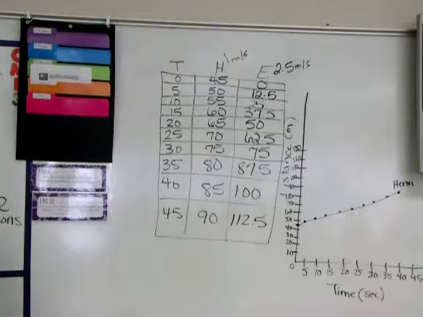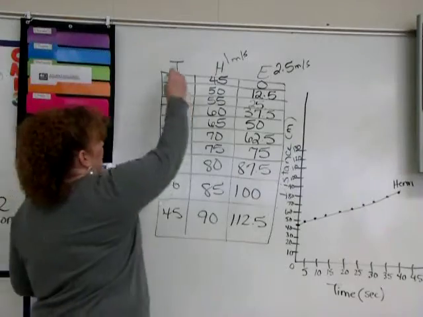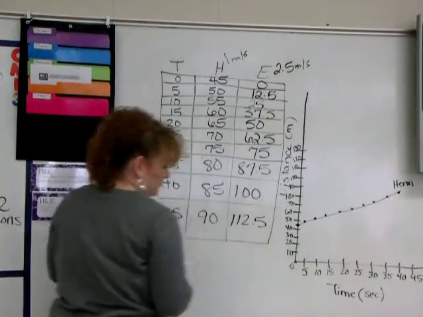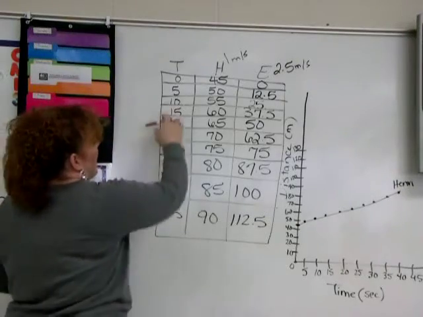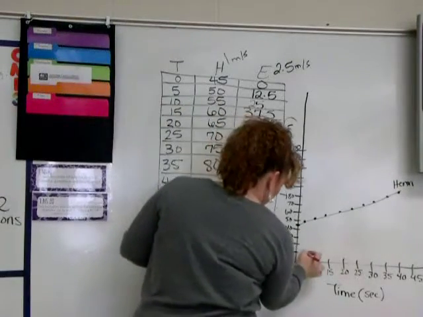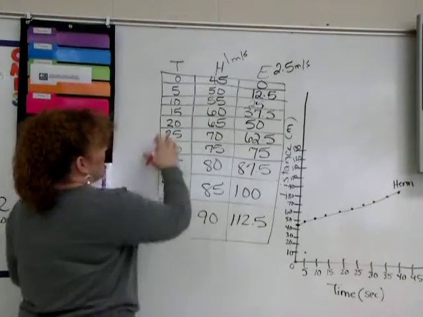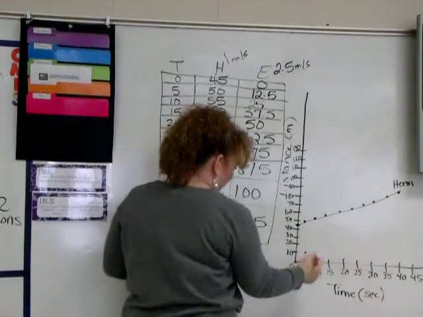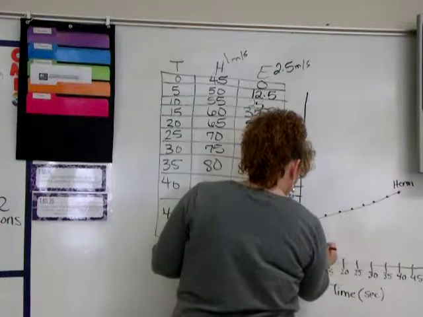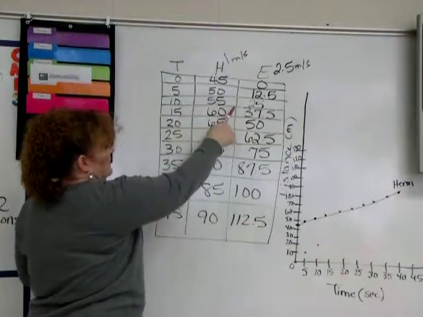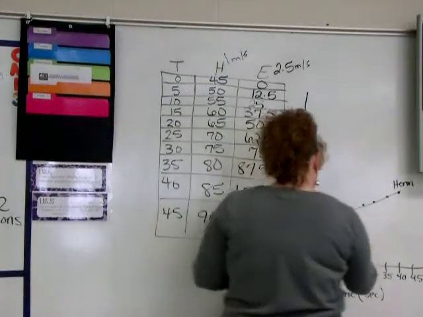Now you plot Emil. At 0 seconds, you're at 0 meters. At 5, you're at 12.5. At 10, you're at 25. At 15, you're at 37.5.